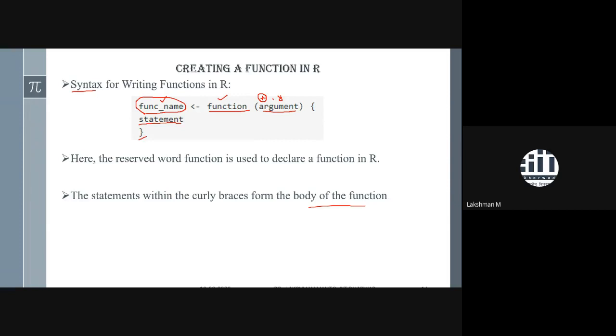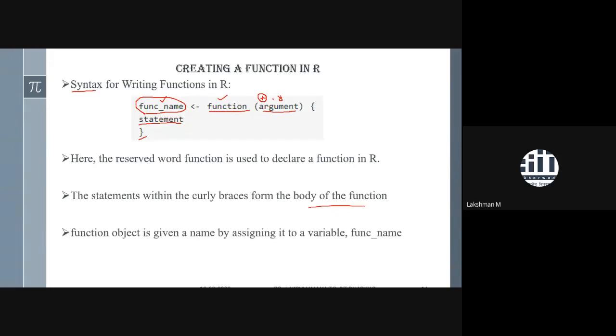And there is one more issue: if there is only one statement, then you can avoid the curly bracket as well. By default, it will be taken as a statement. But if you have more than one statement, then you need to put the curly bracket. It is essential.